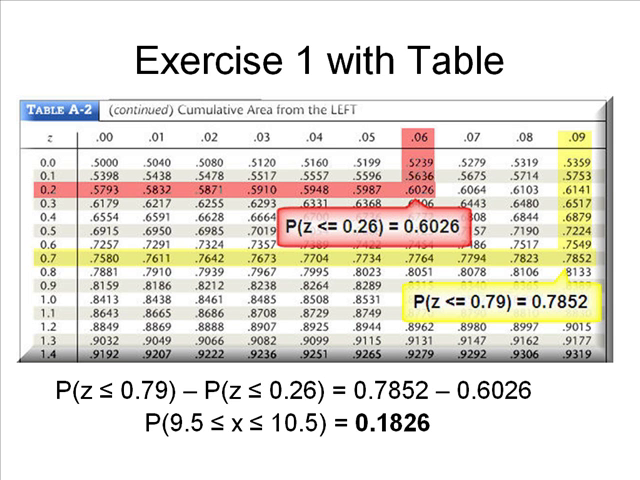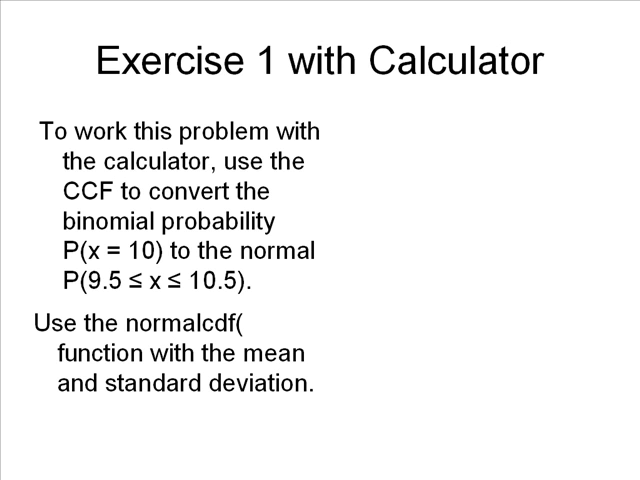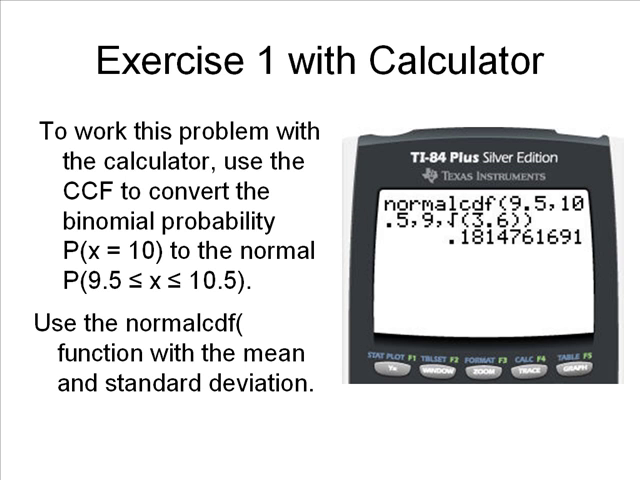Now we'll use the calculator to solve the same problem. The binomial probability that x equals 10 converted to the normal probability that x is between 9.5 and 10.5. So we'll use the normal CDF function on the calculator because it calculates the probability we're between a small value and a large value. Of course, we also have to have the mean and standard deviation, which we calculated earlier. And we see here the output for that with an answer of approximately 0.18147.